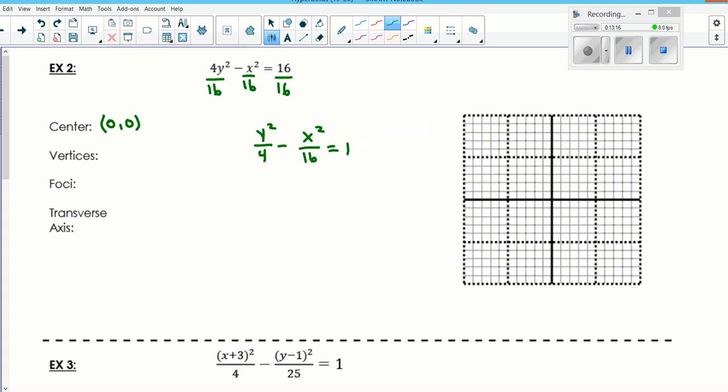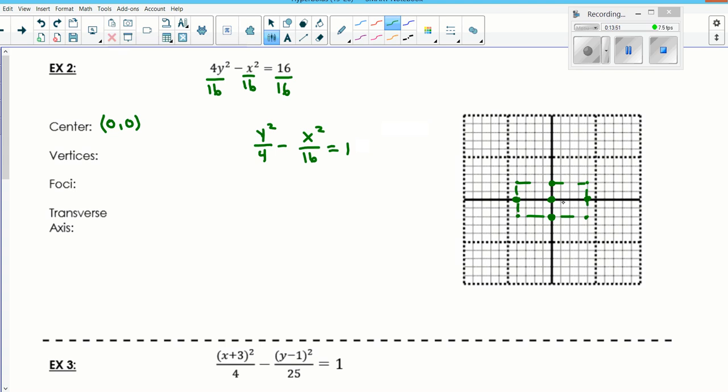So when I plot that point at 0, 0, under my y is a 4, the square root of that is 2, so I go up and down 2. Underneath my x, the square root of that is 4, so I go right 4 and left 4. If this was an ellipse, I would connect those and make an oval. However, I need to make a box so that I can find the asymptotes and the 2 parabolas. So I make my box, just connecting them with dashed lines.